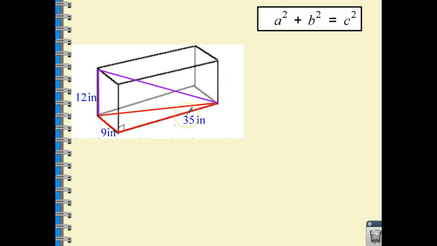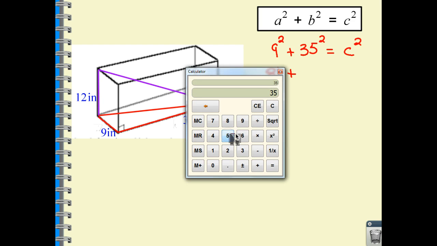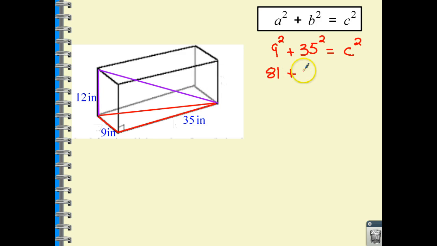This is the base. So we don't know the hypotenuse. That's this diagonal line. So we're going to go with our a squared plus b squared and set that equal to c squared. Well, a squared is equal to 81, and b squared, 35 multiplied by 35, and that is 1,225. That is equal to c squared.